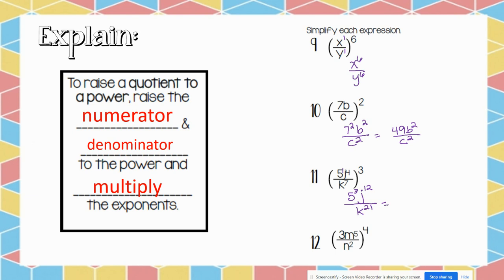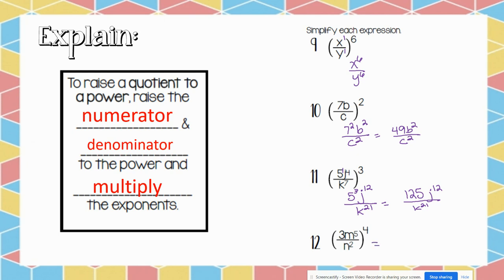Now we can take 5 to the 3rd and simplify that. 5 times 5 times 5 is going to give us 125, so we could say 125 j to the 12th over k to the 21st.